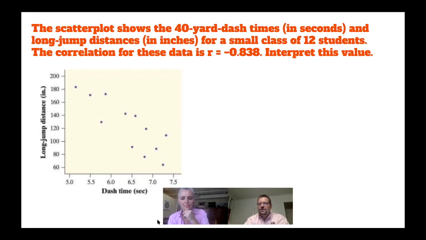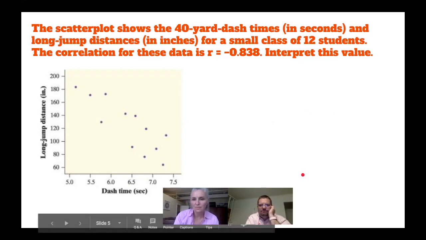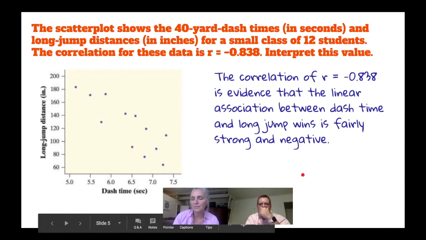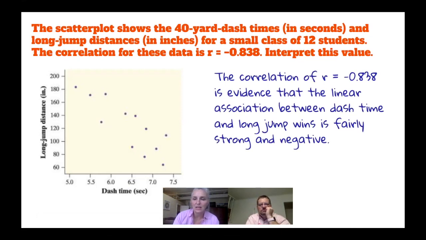The less you can jump. Yeah. And then the fact that it's 0.838 tells us what, Mr. Bobby? That's pretty strong. Yeah, it's pretty strong. So the correlation R equals negative 0.838 is evidence that the linear association between dash time and long jump wins is fairly strong, because 0.838 is fairly strong, and negative because it's negative.